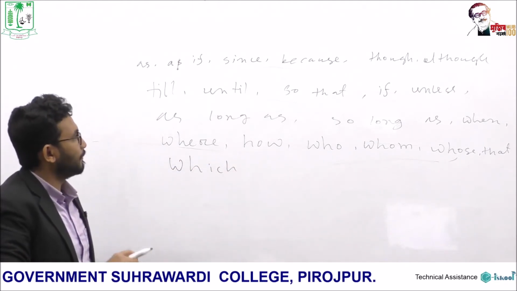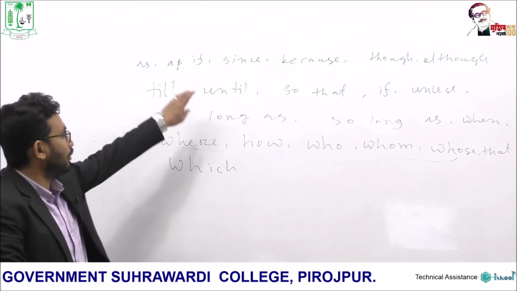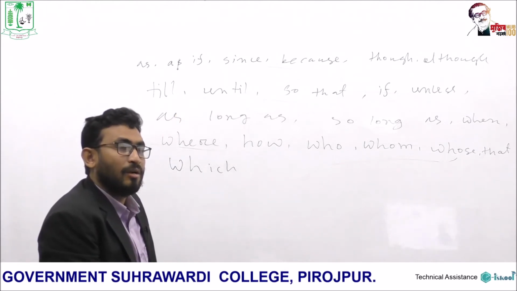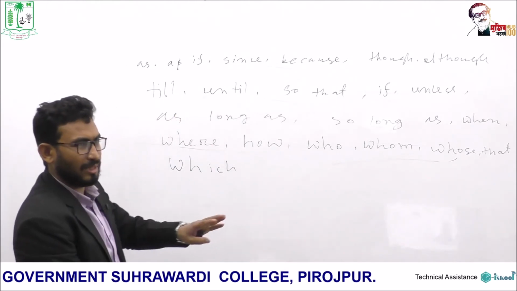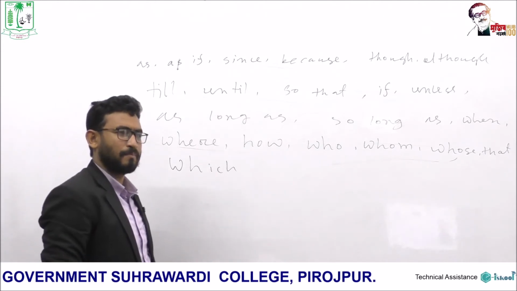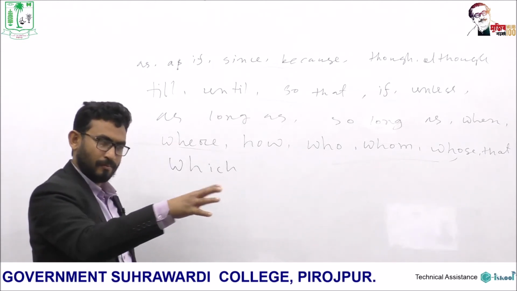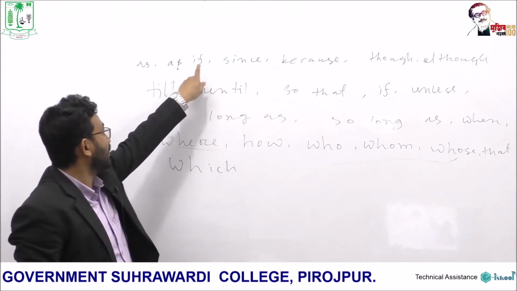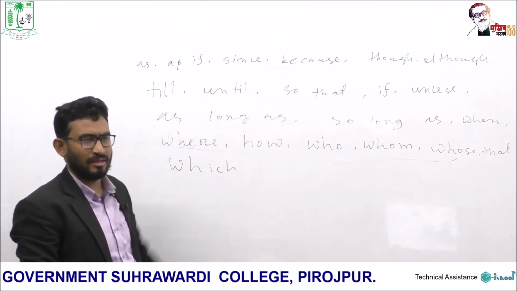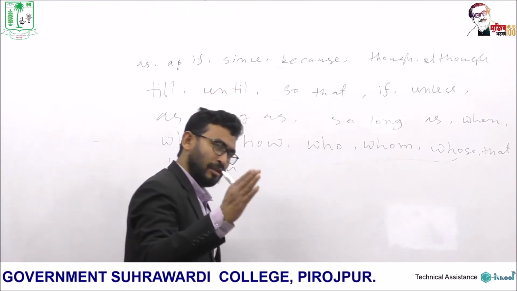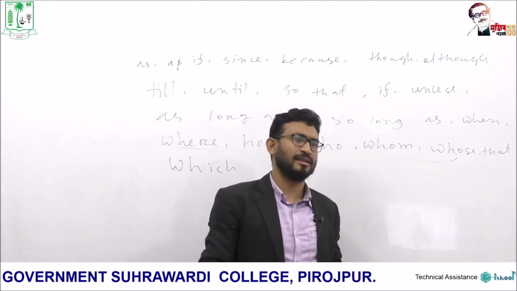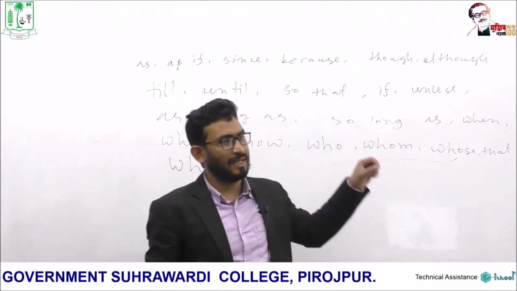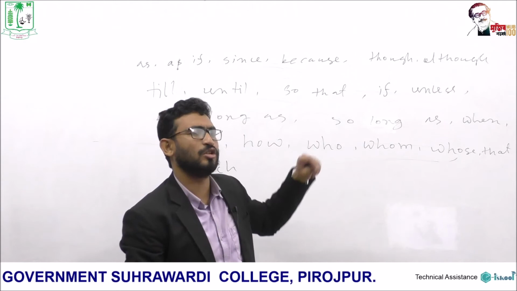All these conjunctions are used in complex sentences. In other words, if you see in a sentence in your question, as if, as though, since, because, etc., if you find any of these conjunctions in your practice, in your question, then you have to understand that the sentence should be a complex sentence.